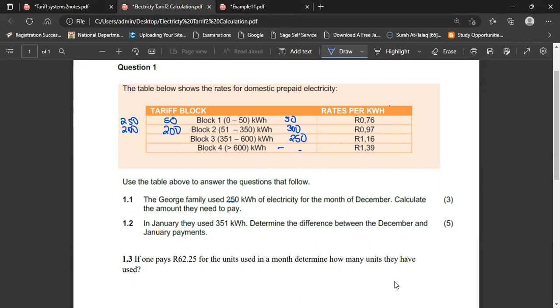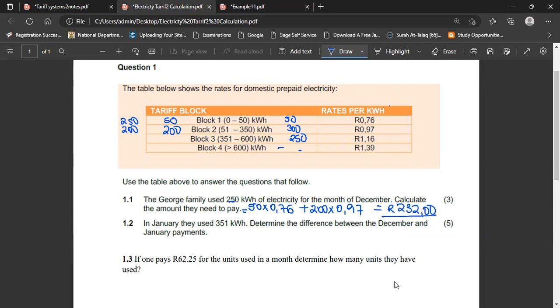We shall say 50 times 0,76 plus, here we have 200, which will be 200 units times 0, So this is 432 rands.